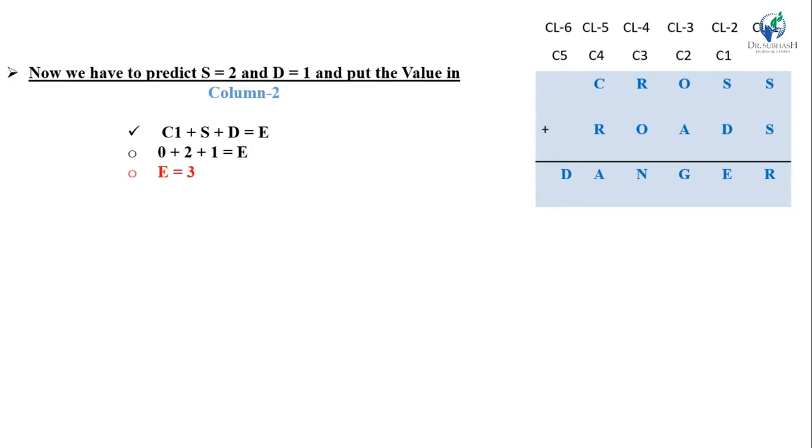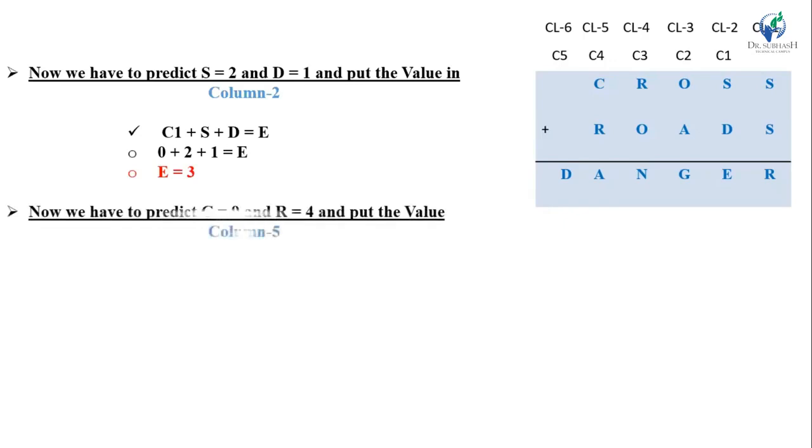So 0 plus 2 plus 1 is equal to E. So E is equal to 3. Now we have to predict C is equal to 9 and R is equal to 4 and put that value in column 5.